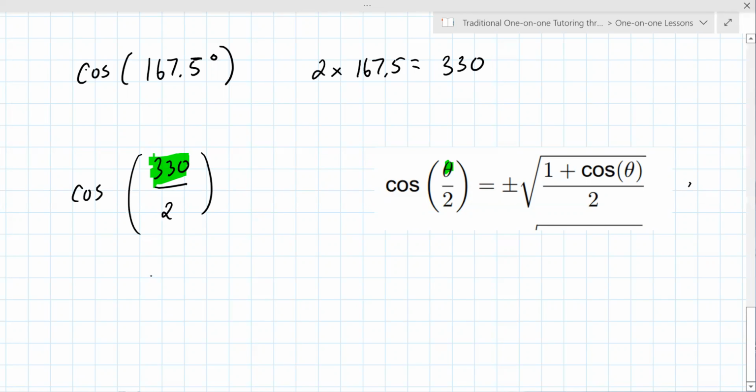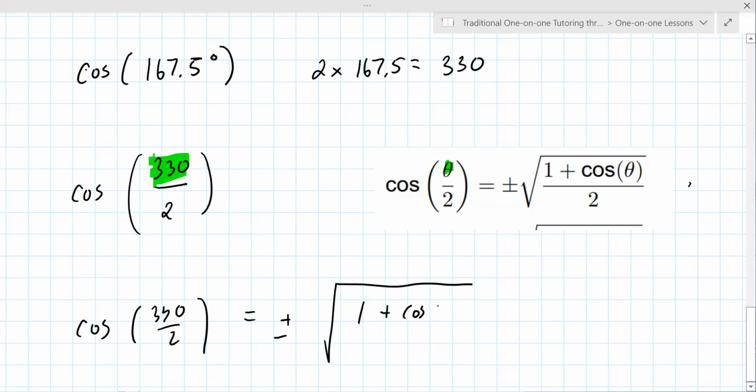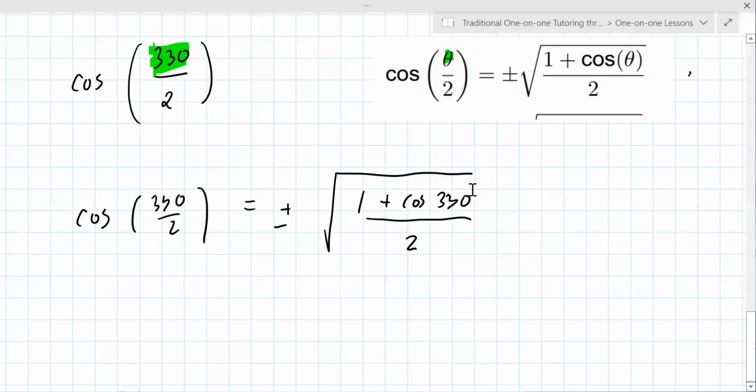All right. So to do this calculation now, since you know that the angle is 330, it's plus or minus the square root of 1 plus cosine 330 over 2, like that. And so again, you got to know your unit circle. You got to know the cosine of 330. It is, again, square root of 3 over 2. So this becomes plus or minus the square root of 1 plus square root of 3 over 2, all over 2.